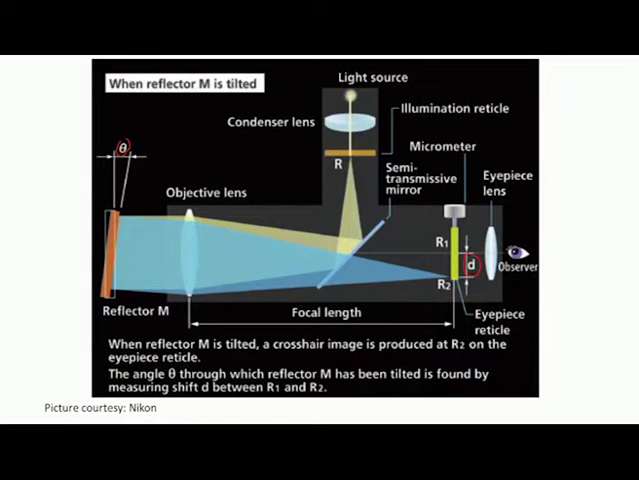So, light will fall like this, and the semi transmissive mirror is there. The light will change its path, fall on the reflector, and then get reflected. If theta is equal to 0, then R2 will coincide with R1 and there will not be any error.